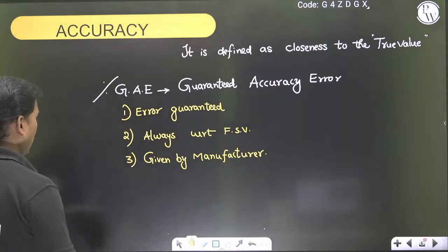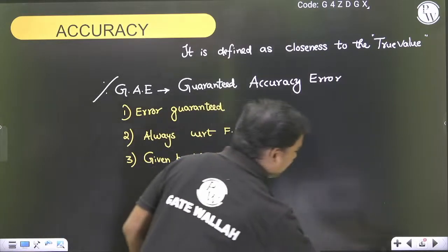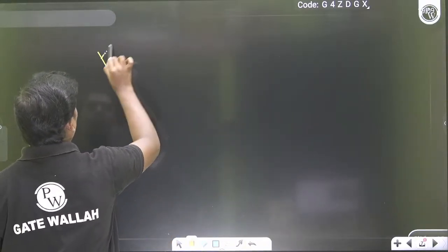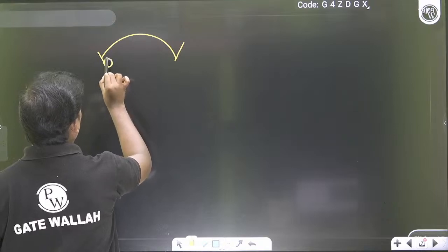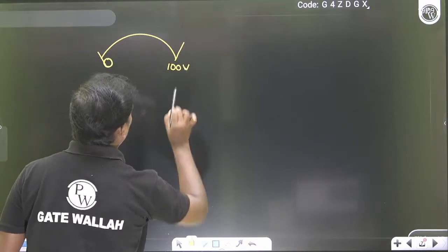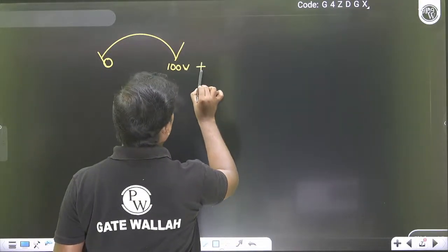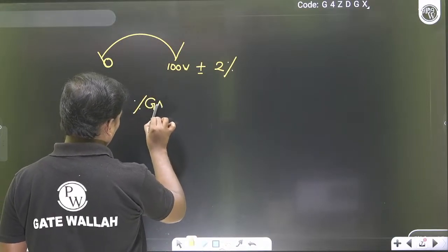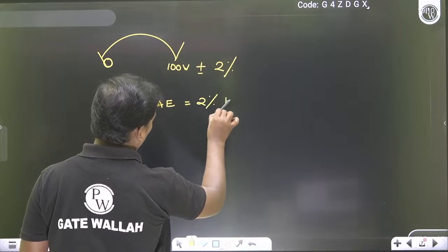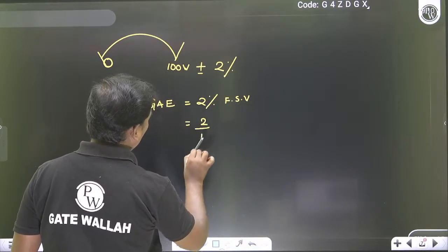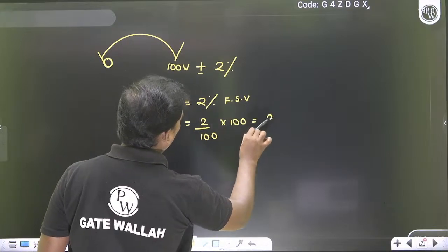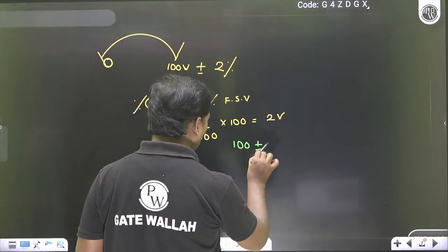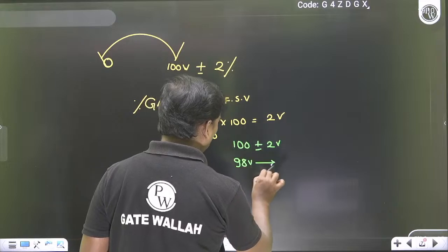So how to understand this? For example, if you take a voltmeter, let us take 0 to 100 volts, and the percentage of guaranteed accuracy error is 2%. So what is that percentage of guaranteed accuracy error? Percentage of guaranteed accuracy is 2% over the full scale value. So the full scale value is 100, and 2 by 100 of 100 will be 2 volts. That means the reading will be 100 plus or minus 2 volts.